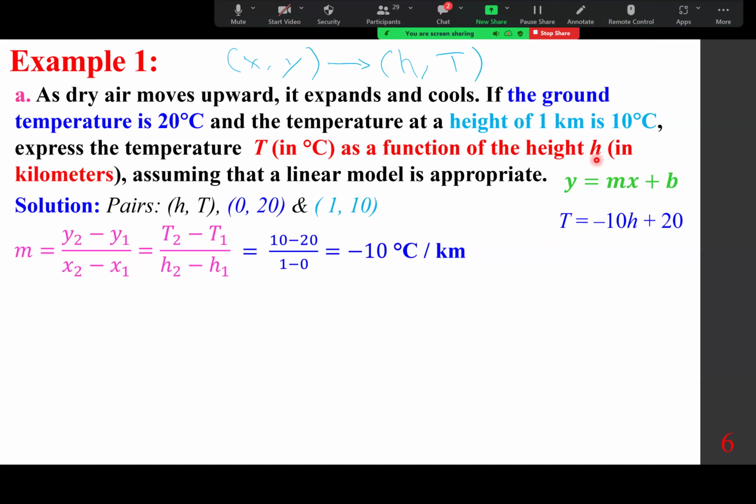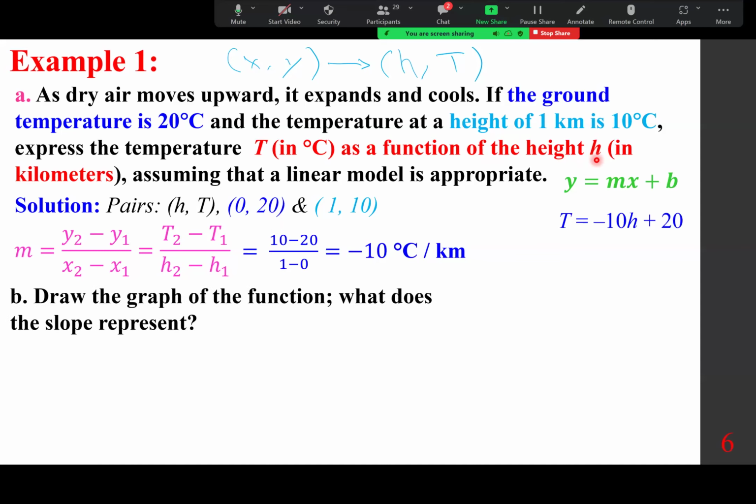And so we want to draw the graph of the function. What does the slope represent, as far as the intercepts are concerned? We have b to be the y-intercept. So 20 is the t-intercept. That means (0, 20). Also, if you set this one equal to 0, height becomes 2. When the height is 2, temperature is 0. So (2, 0). Normally we say this is the x-intercept, but here we say h-intercept.